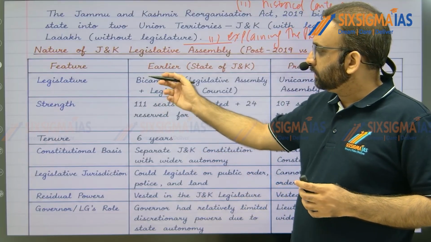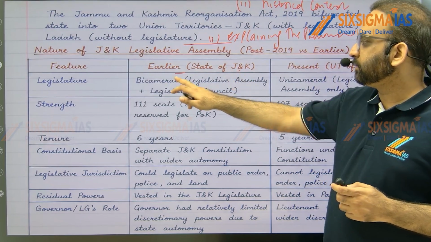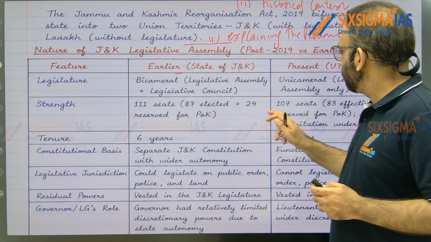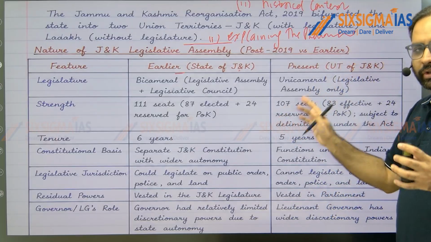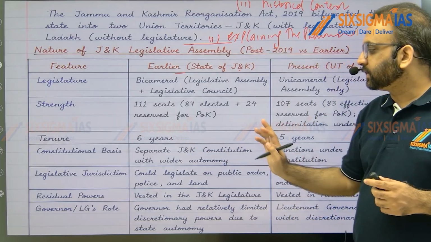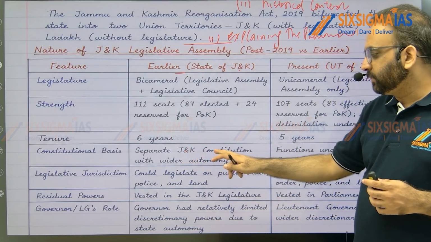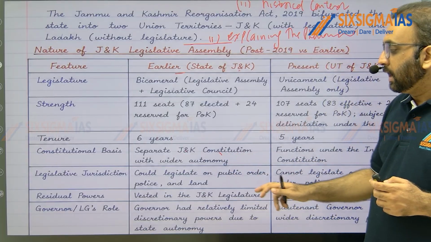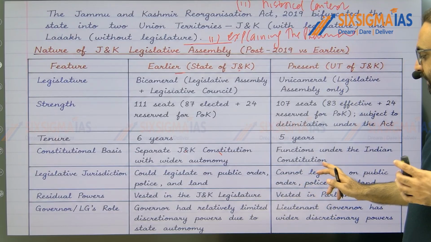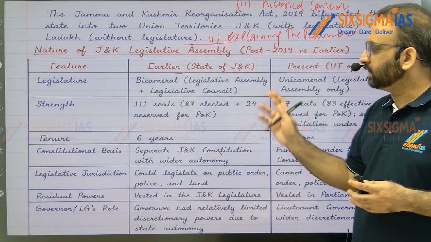So first feature of change is, earlier Jammu Kashmir Legislative Assembly was bicameral, now it is unicameral. Earlier strength was 111 seats, now it is 107 seats. In both cases, similarity was that 24 seats were reserved for POK. Earlier tenure was 6 years, now is 5 years. Earlier Legislative Assembly were getting power under Jammu Kashmir Constitution, now under Indian Constitution. Earlier can legislate on state and concurrent list, now cannot legislate on state list matters of public order, police and land, and rest of the matters it can legislate.